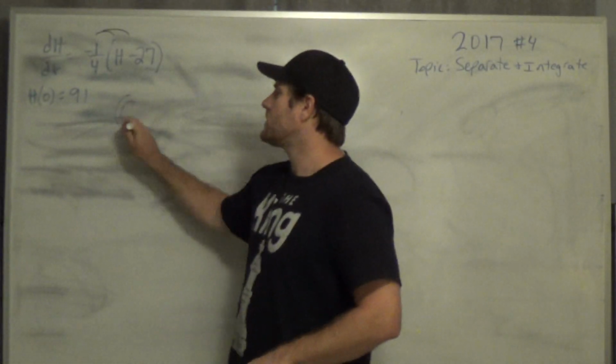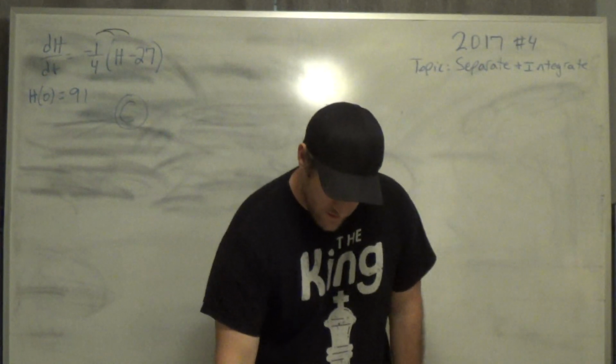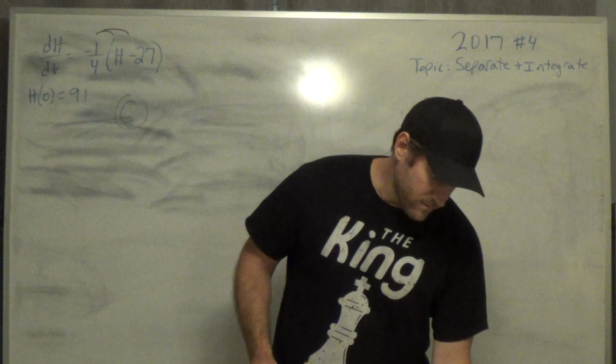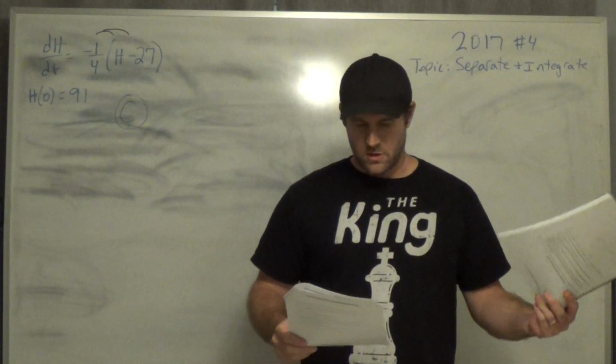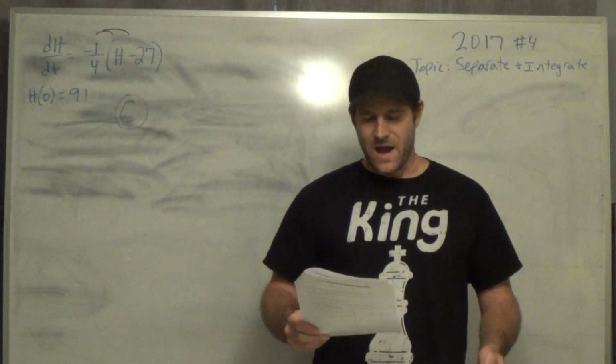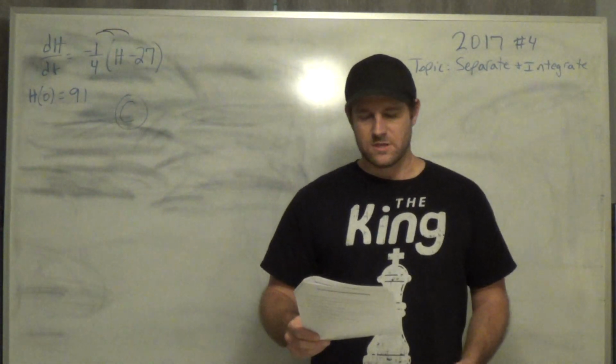Alright, so how do I know they want me to separate and integrate? Well, almost every time they want you to separate and integrate, they say find a particular solution. It almost always says find a particular solution. But here, instead of saying find a particular solution, it says find an expression for g of t.